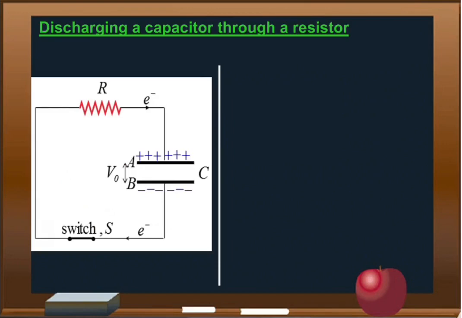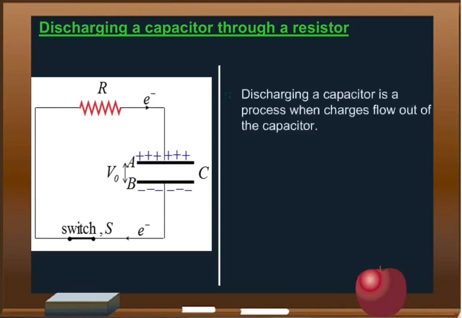Okay, so now let's look at discharging a capacitor through a resistor, which is the discharging process. The figure shows a simple circuit for discharging a charged capacitor. As you can see, a capacitor can be discharged by connecting it in series with a resistor and without a battery. Discharging a capacitor is a process where charges flow out of the capacitor, and this happens when the switch is closed, which allows the charge to flow out.